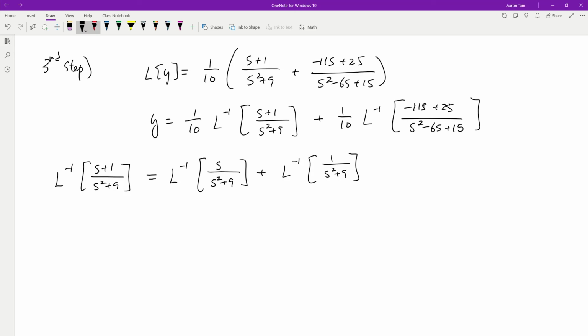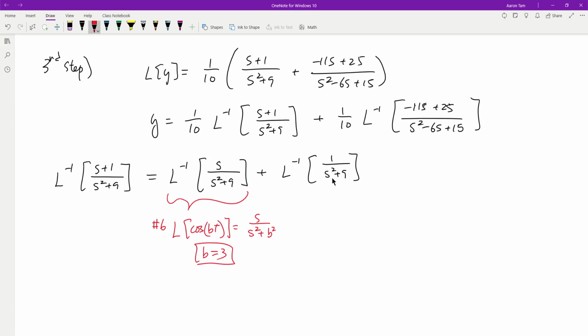And so now I can see that this one right here would be using rule number 6, which says that the Laplace transform of cosine bt is equal to s over s squared plus b squared. So it seems pretty clear that b must be 3 for that. So that one is nice and easy.